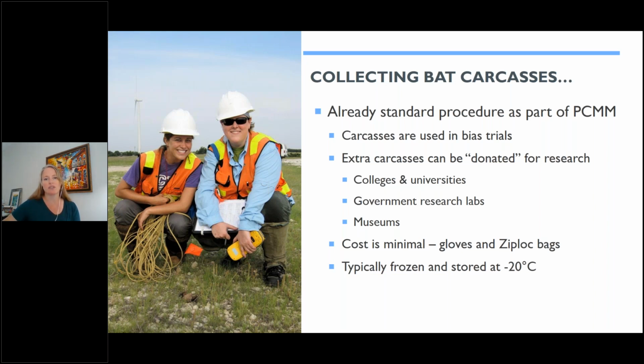And the cost of this extra sort of collection really is minimal. We're talking about gloves to use safe handling procedures, and then Ziploc bags for storage. Typically, these carcasses are frozen. They're stored at minus 20 degrees Celsius, so just in a standard freezer is really all you need.